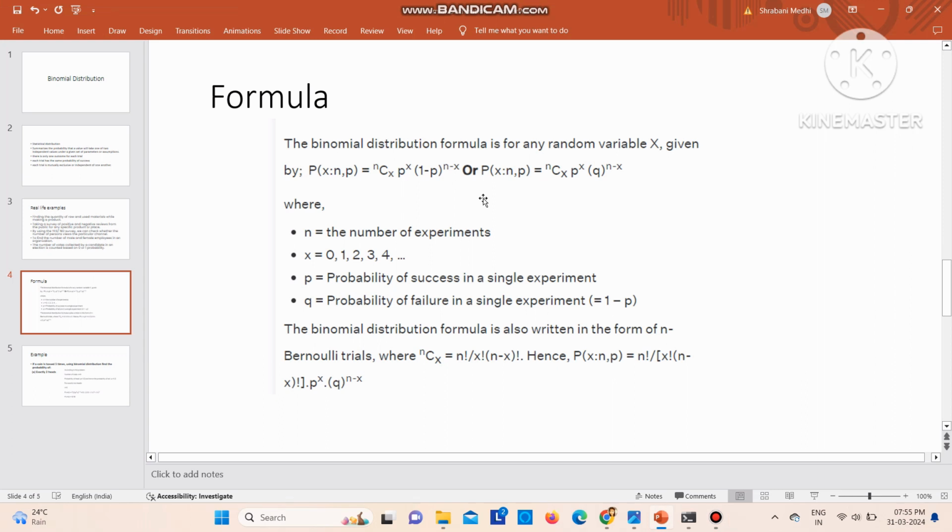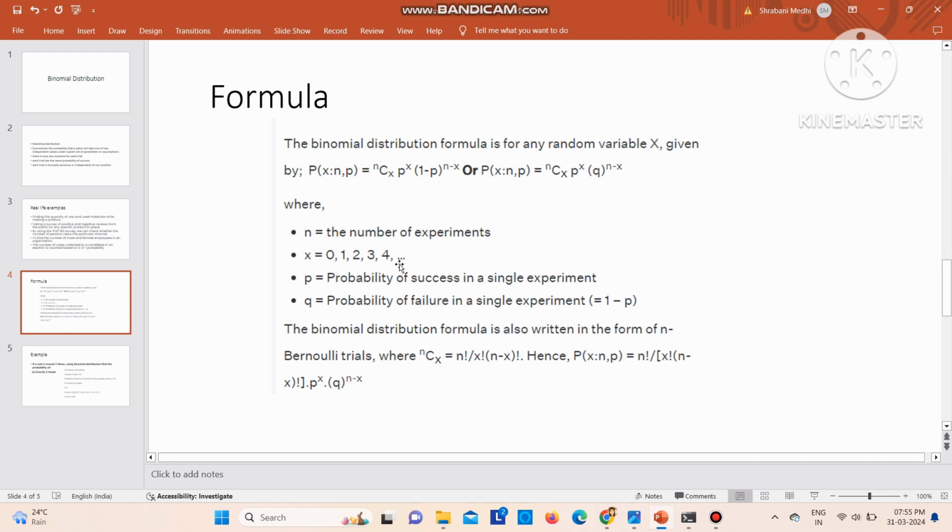Now let us see the formula for binomial distribution. Suppose we have a random variable x, then the binomial distribution is given by nCx p to the power x (1 minus p) to the power n minus x. Let us see what these values are. n is the number of experiments that you are going to conduct. Then x is 0, 1, 2, 3, like how many times you want the value to occur.